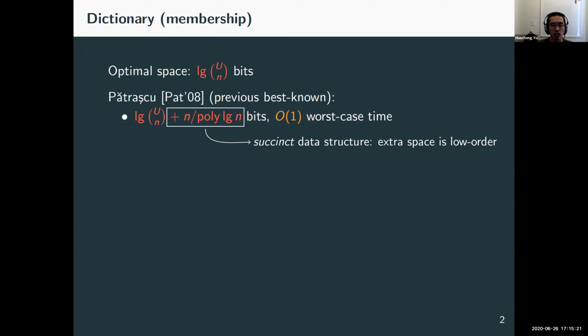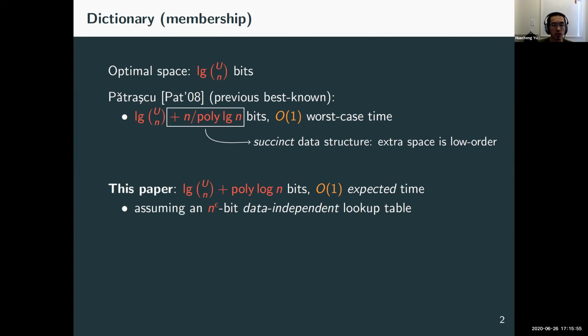And for such data structures that only use a small fraction of extra space, or in other words, the extra space is a low order term, those data structures are called succinct data structures. And this is also the focus of this paper. And in general, in succinct data structures, we would like to know how large this extra term has to be when the query time is very low or even constant. So does it have to be close to linear, like in this case, or maybe it can be n^epsilon, or maybe polylog n, or even constant.